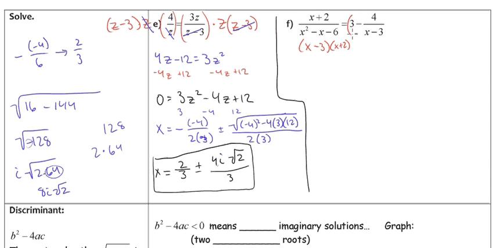And so as we multiply both sides to get rid of our denominators, we don't need to multiply by x minus 3 twice. We just need to multiply by it once. So multiply both sides by x minus 3 and x plus 2.